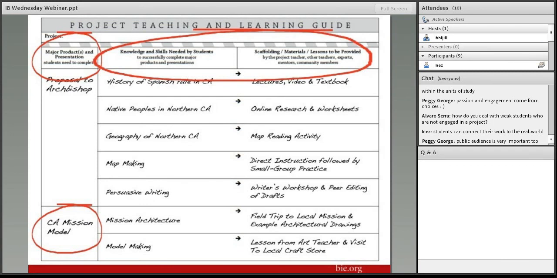Project Teaching and Learning Guide, listing the student products, and then really unpacking what activities, what knowledge and skills my students will need to help them develop these products, and then what scaffolding materials will I need to provide to support them along the way through this process.